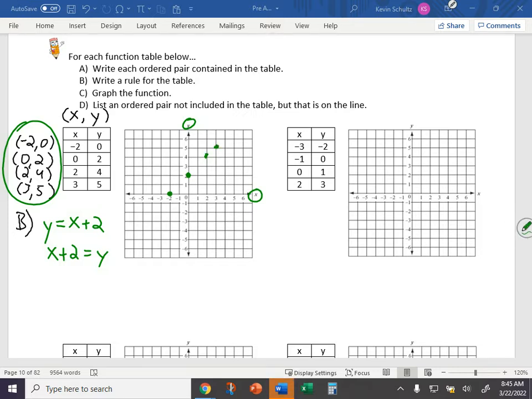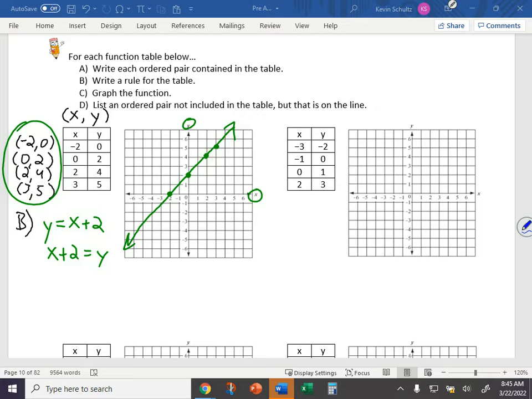Okay, so we've graphed it. Letter D says, list an ordered pair not included in the table, but that's on the line. So to make our line, we're going to connect these as straight as you can. And it is a line, so notice the arrows on each end here continue on forever in both directions. What's an ordered pair that's not in the table but is part of the line here?